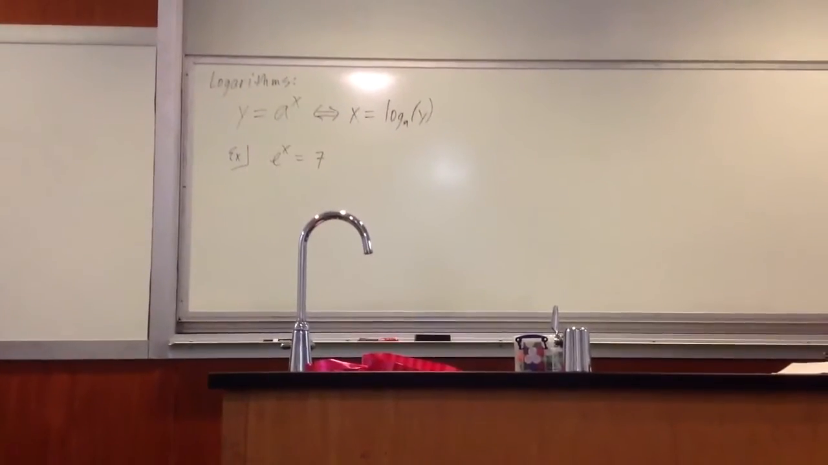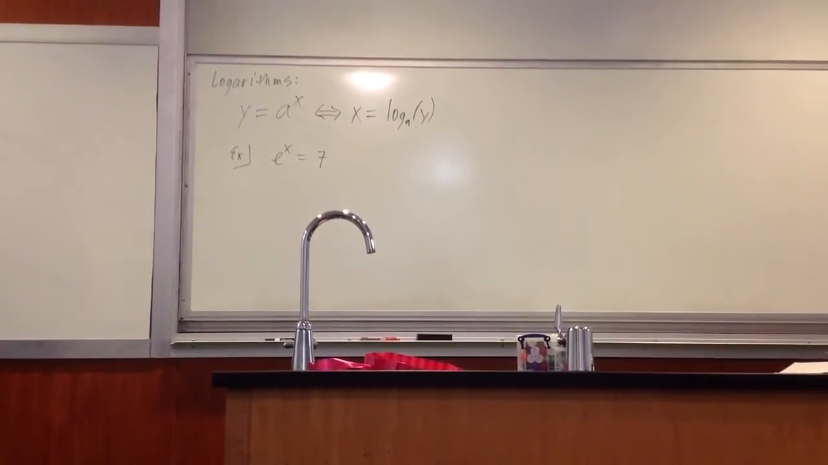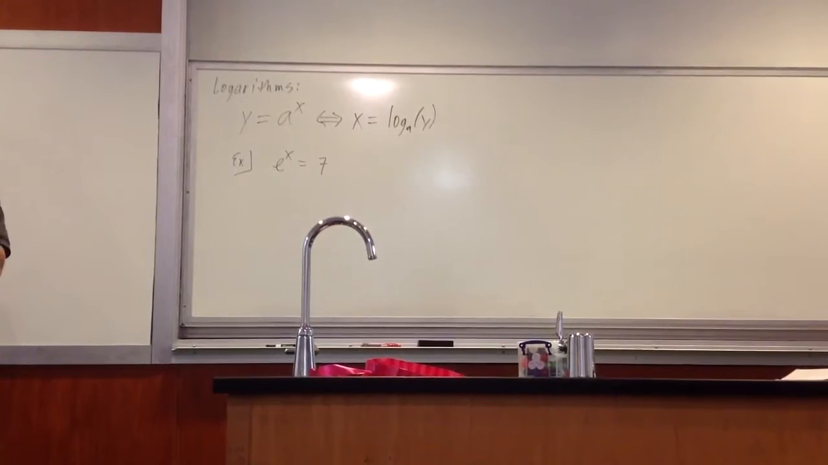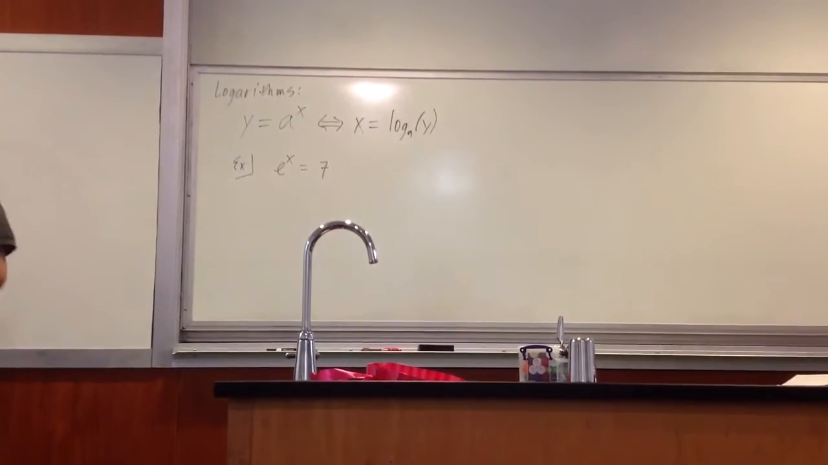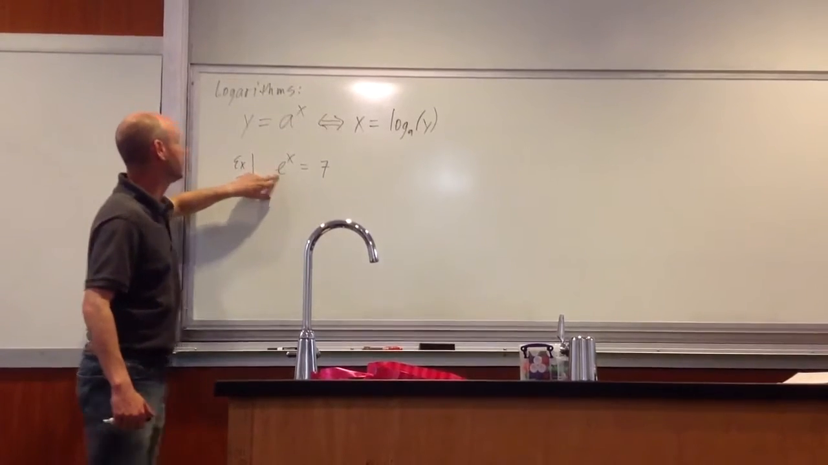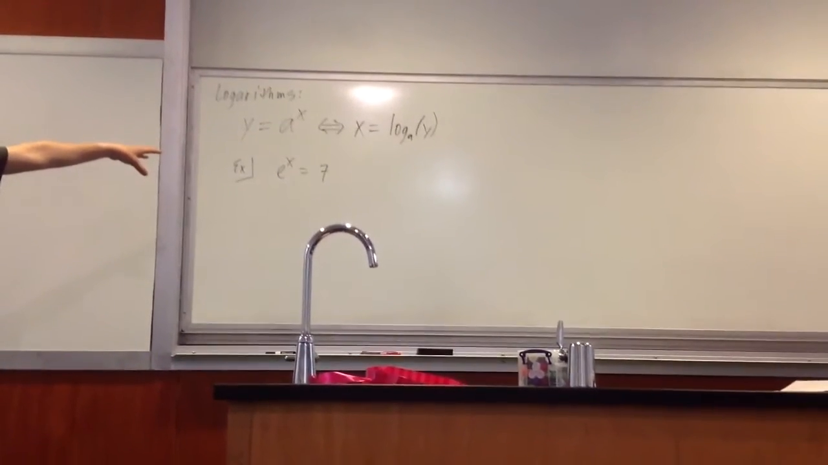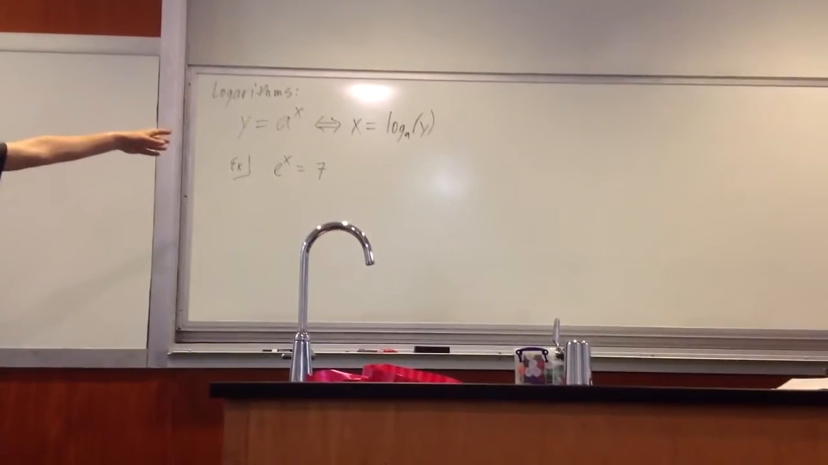e to the x equals 7. What is e? 2.7 and change, right? It's the only number that when you take the derivative of this exponential function, you get the same number back. It's the only base that's going to make that happen.